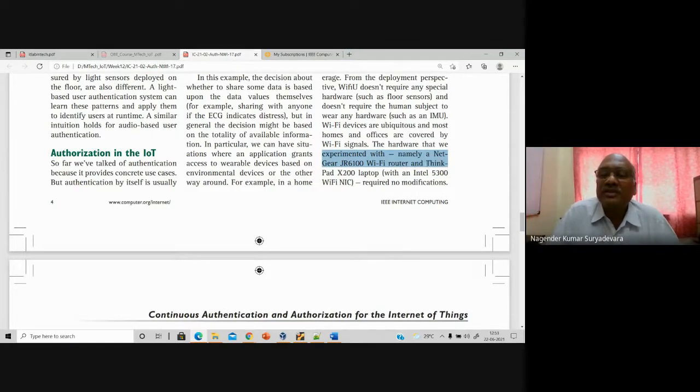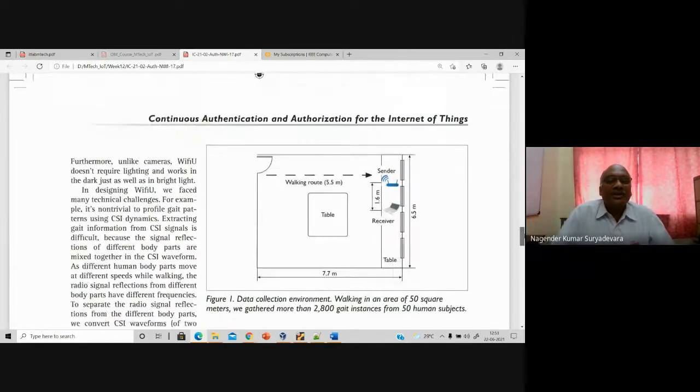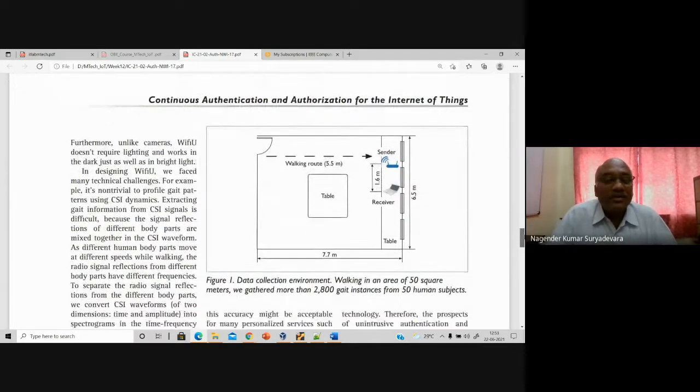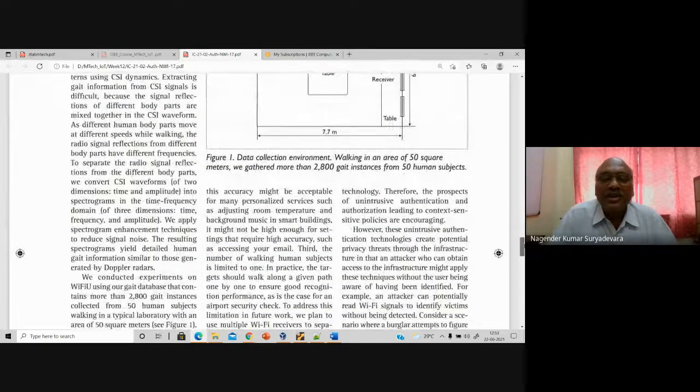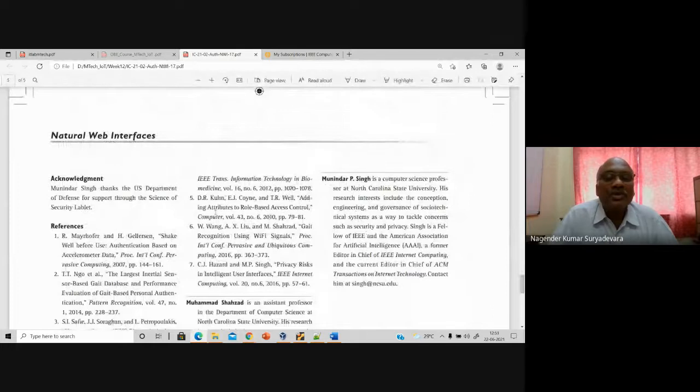They just used a ThinkPad laptop. That's all. Again, there are no required modifications. The Wi-Fi NIC card is already there in the laptop, and with the Wi-Fi router, they did this experimentation. It is very interesting, and a lot of research work is there. We can also explore it. And of course, this is a paper published in 2017.